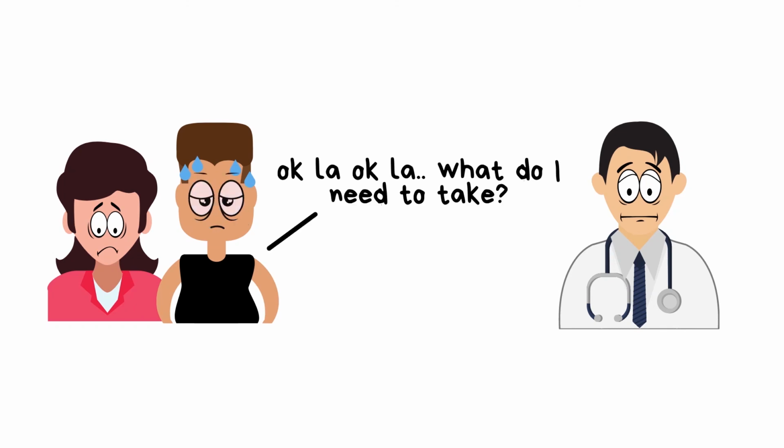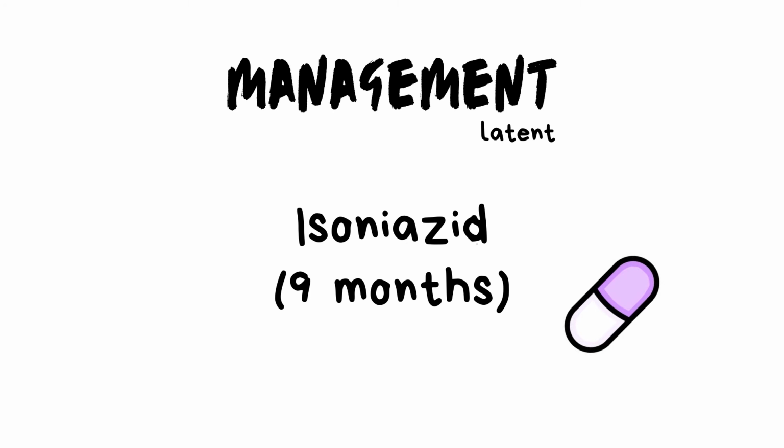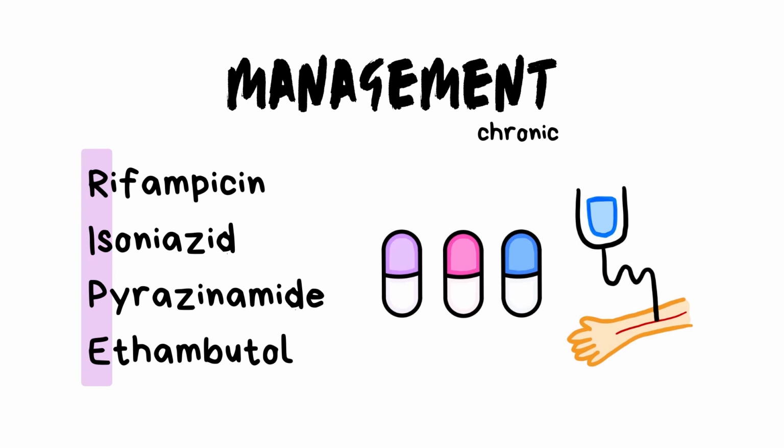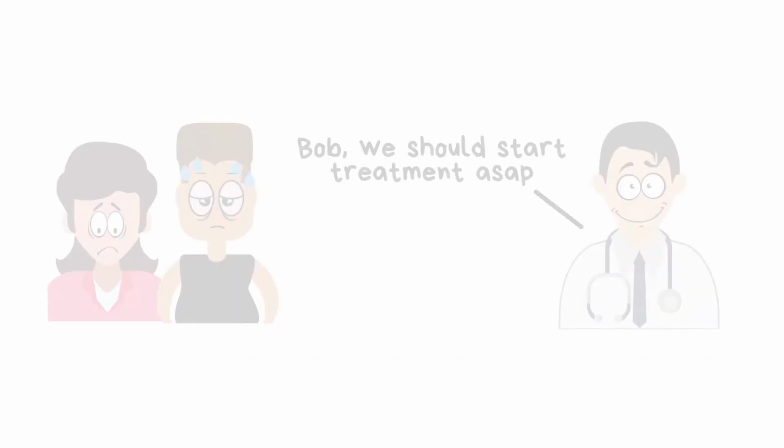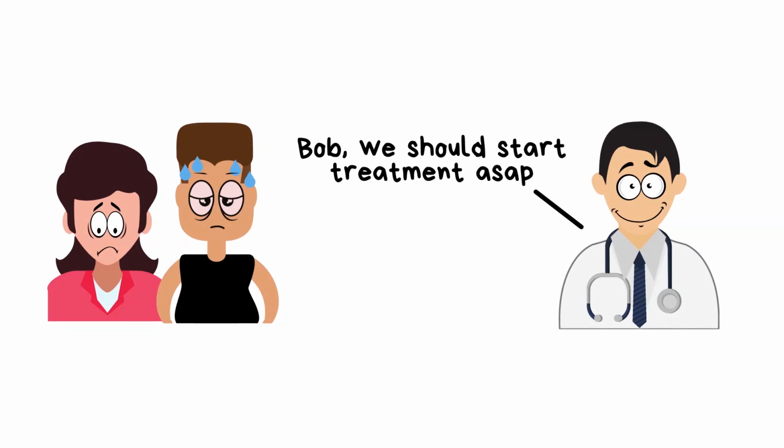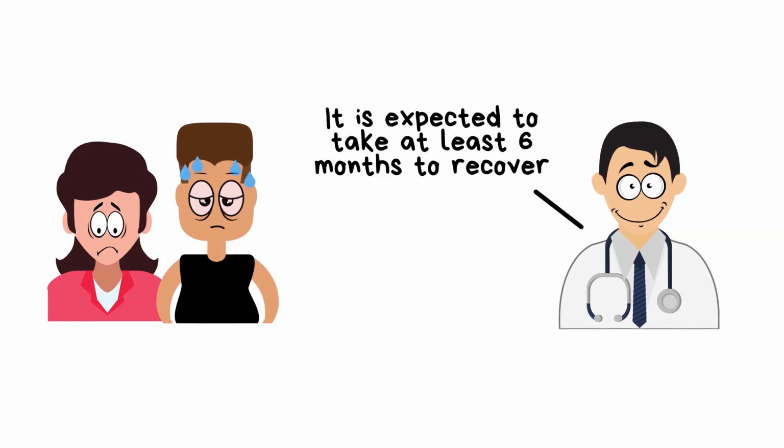Okay lah. What do I need to take? Well, basically, for patients with latent tuberculosis, isoniazid for 9 months should do the trick. But for you, Bob, you might have to undergo the RIPE medication. RIPE is a mnemonic for rifampicin, isoniazid, pyrazinamide, and ethambutol. So Bob, we should start treatment as soon as possible. It is expected to take you at least 6 months to recover.